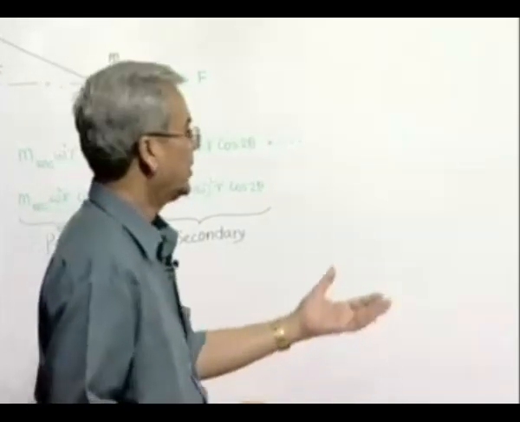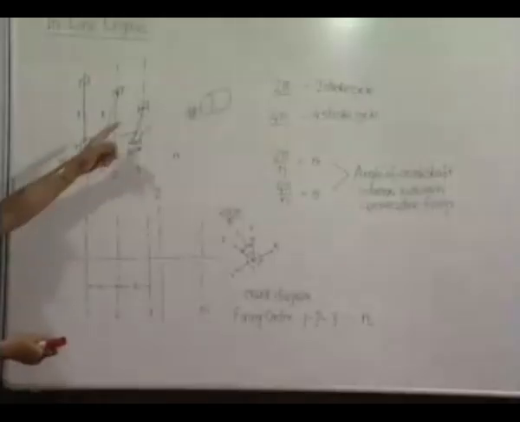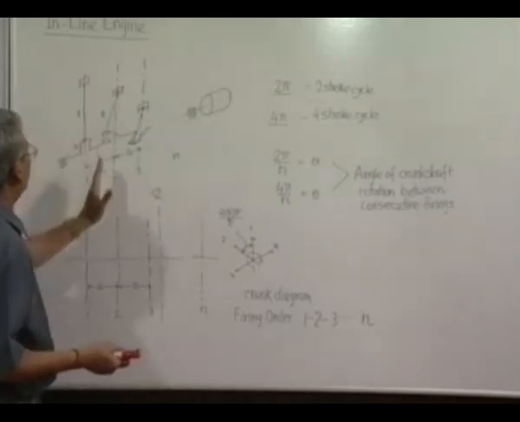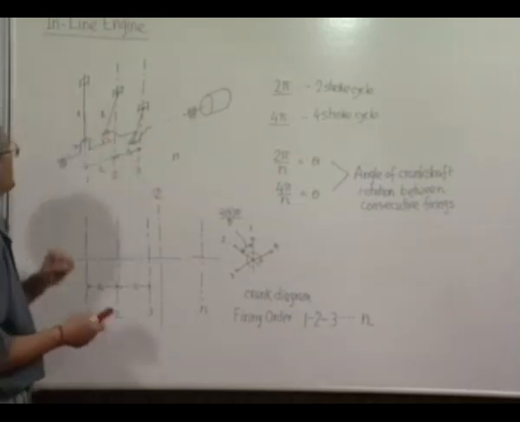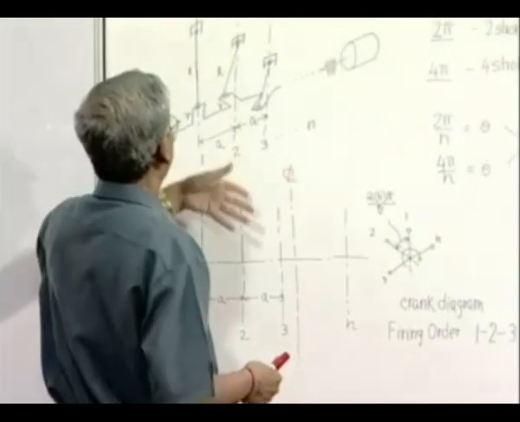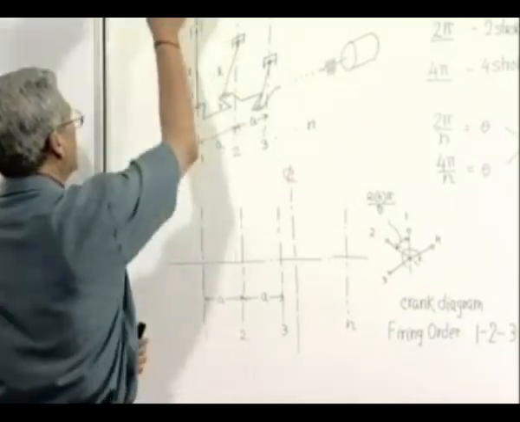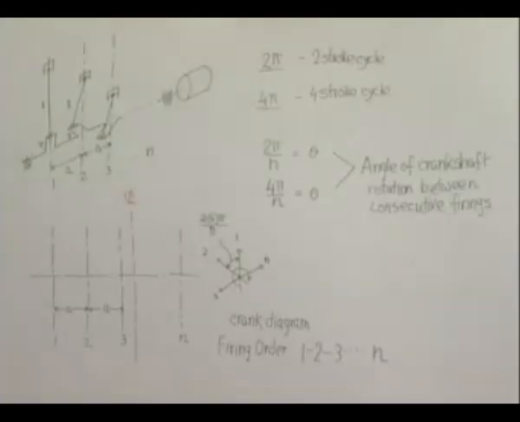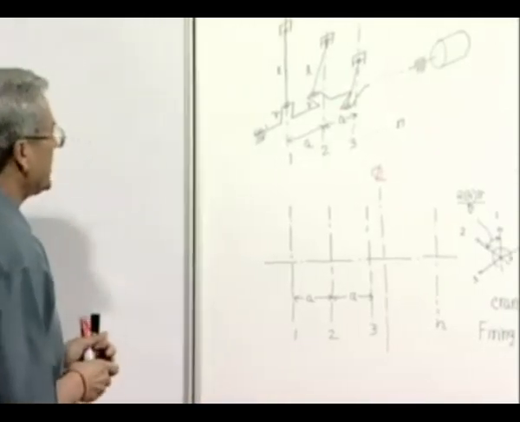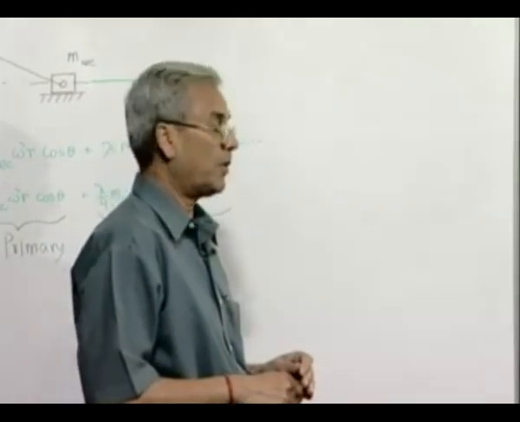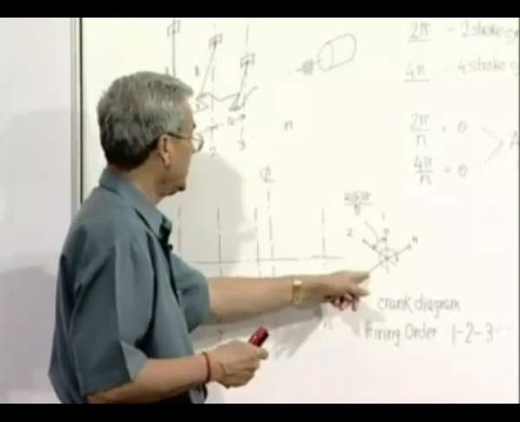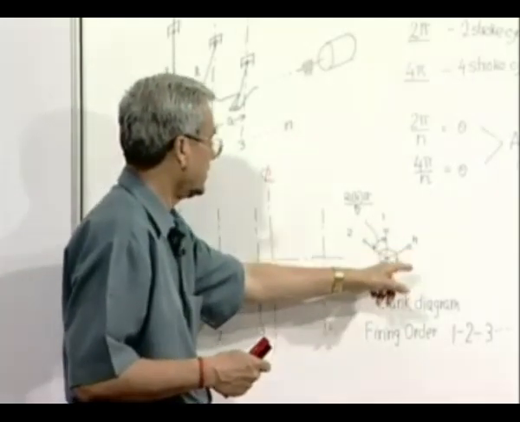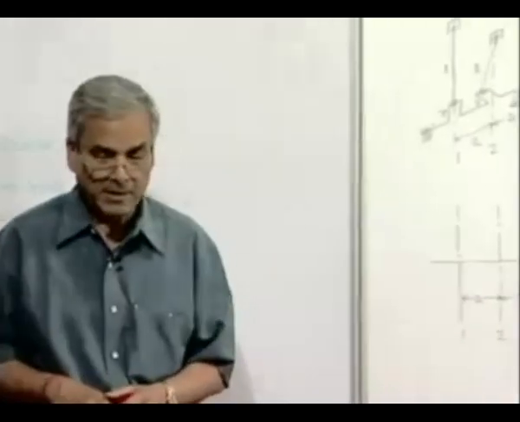Same thing here, because we have seen that the unbalanced primary force of each one can be represented by placing a mass or the cylinder mass here, and assuming that only the component along the cylinder center line is existing, rest is not existing. So somehow we are now converting our reciprocating balancing problem into a rotary balancing problem. To investigate the condition of balancing of this, we will place the masses here at the crank pins and see what state of balancing it produces.